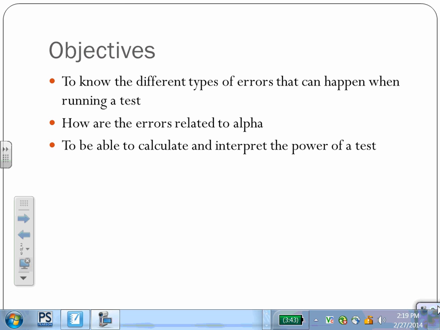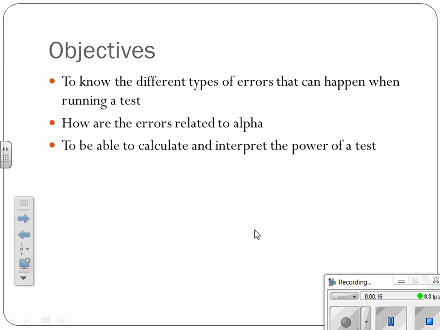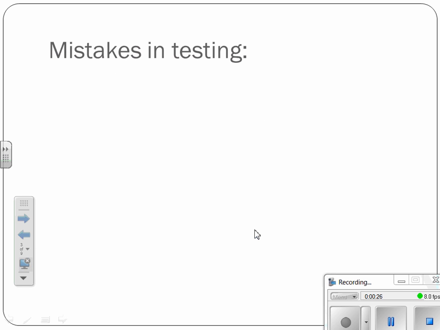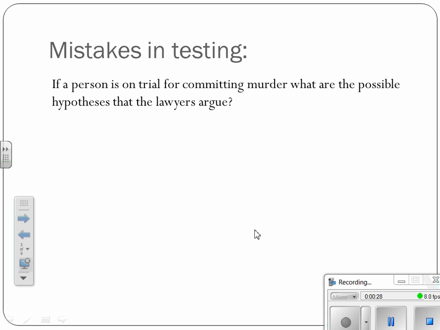Made while we're testing. So the first thing, take a look at just kind of the objectives. What we're trying to make sure is we know the two different types of errors that can happen when we run these hypothesis tests, how they're related to alpha, and then something that's called power.